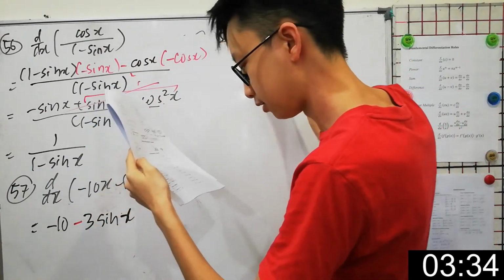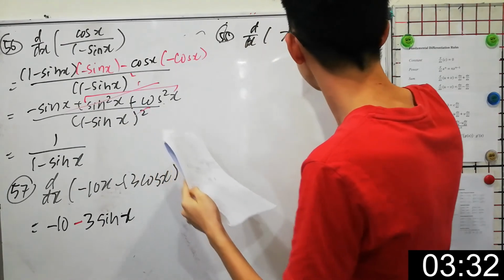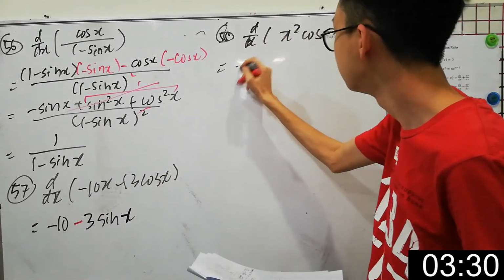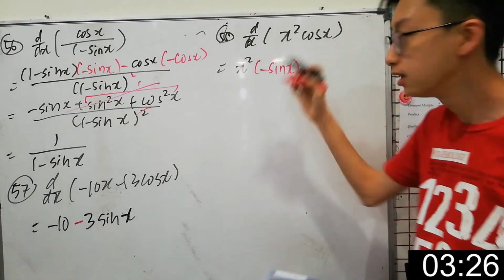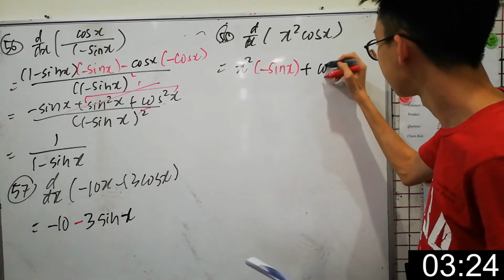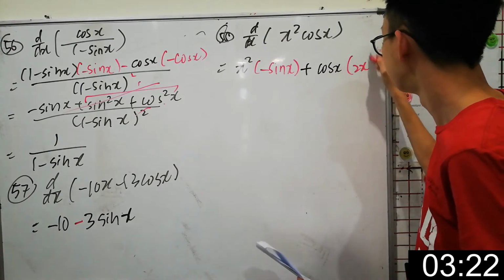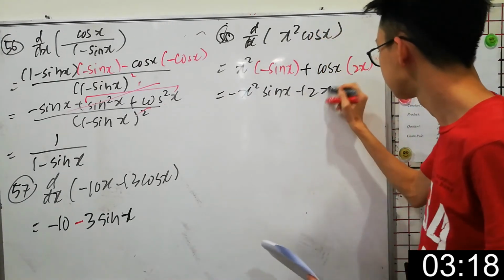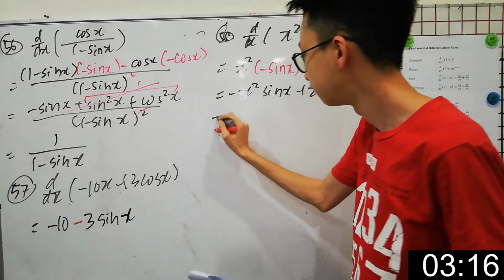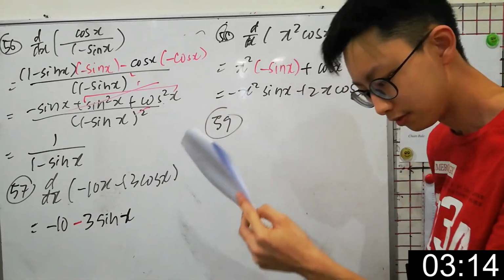d/dx of x squared cos x. Okay, so this is a product rule. Copy first, then differentiate second, which is negative sin x, plus copy second, differentiate first. Then you rearrange it: negative x squared sin x plus 2x cos x. Okay, 59. We are almost done.